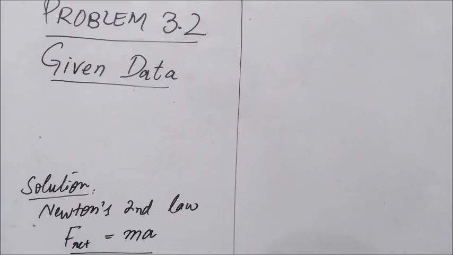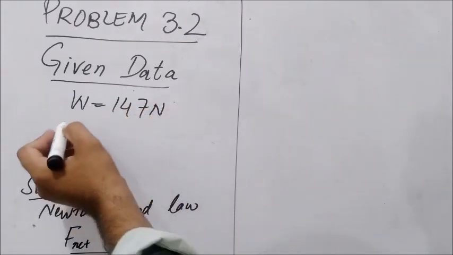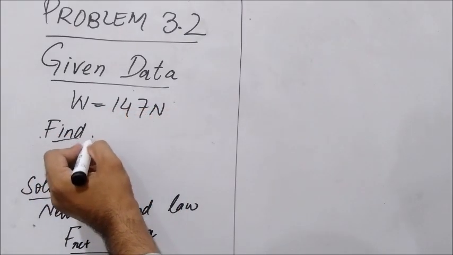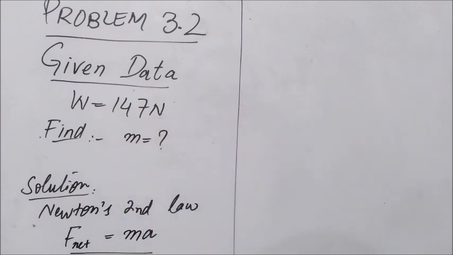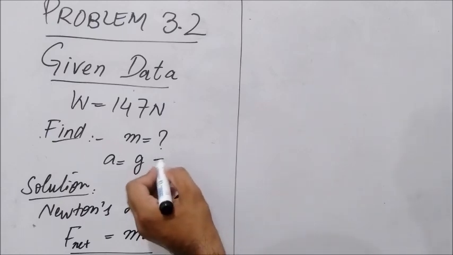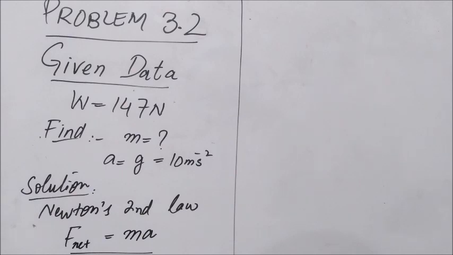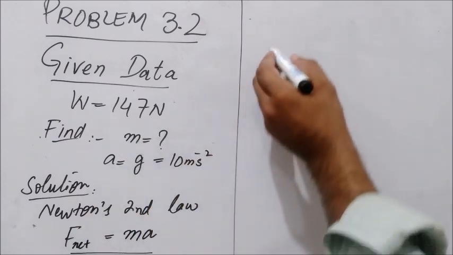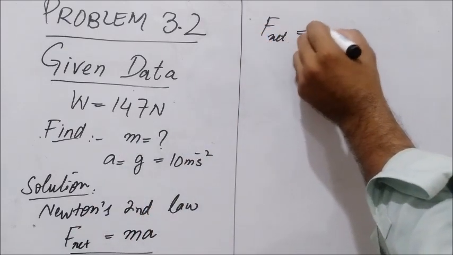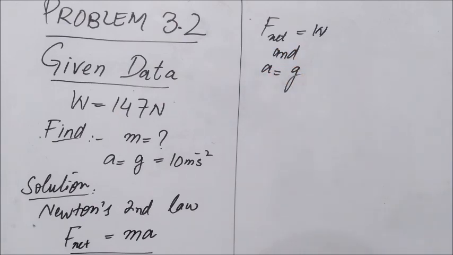In problem 3.2, the weight of the body is 147 Newton. And we are asked to find the value of mass. Here the acceleration will be equal to gravity, which is approximately 10 meter per second square. So again, using Newton's second law, we can exchange this net force by weight, and acceleration will be replaced with gravity.